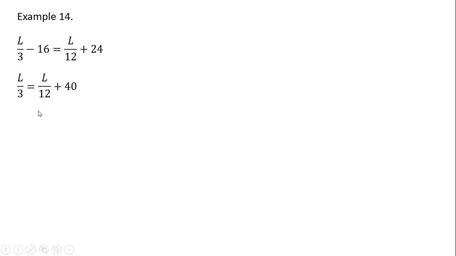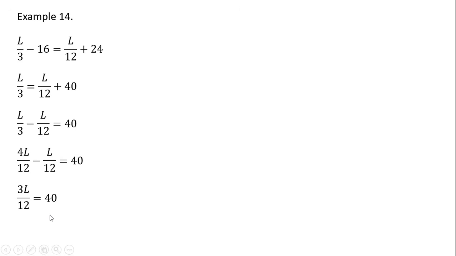We want to capture or isolate the L terms. Let's subtract L divided by 12 from both sides. So that gives us this result. Let's get a common denominator. So the common denominator here is 12. So 4 times 3 is 12. 4 times L is 4L. 4L divided by 12 minus L divided by 12 is 3L divided by 12.